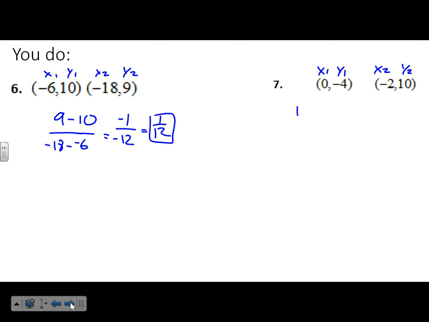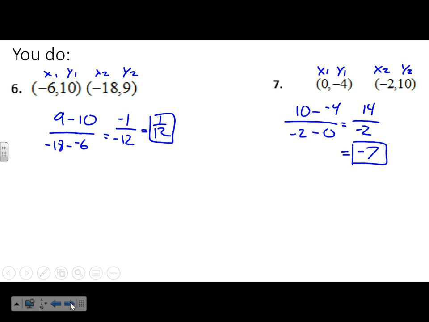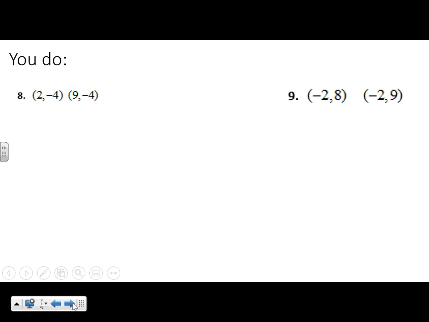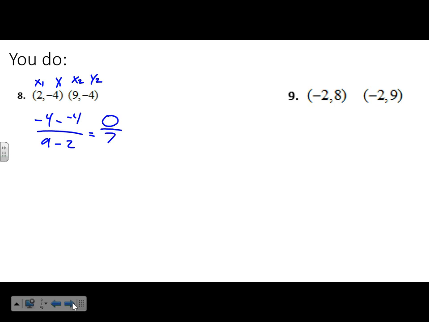So we have 10 minus negative 4 over negative 2 minus 0. That ends up being 14 over negative 2, which then reduces down to negative 7. X1. See, again, just a simple mistake. You just kind of lose your focus quickly. Negative 4 minus negative 4 is 0 over 7, so that is 0.